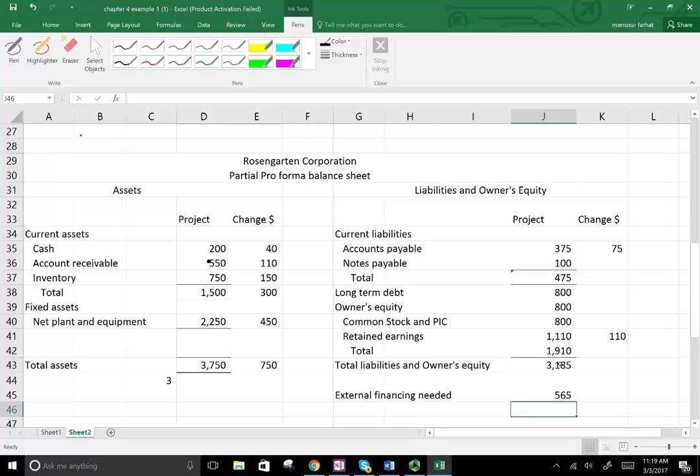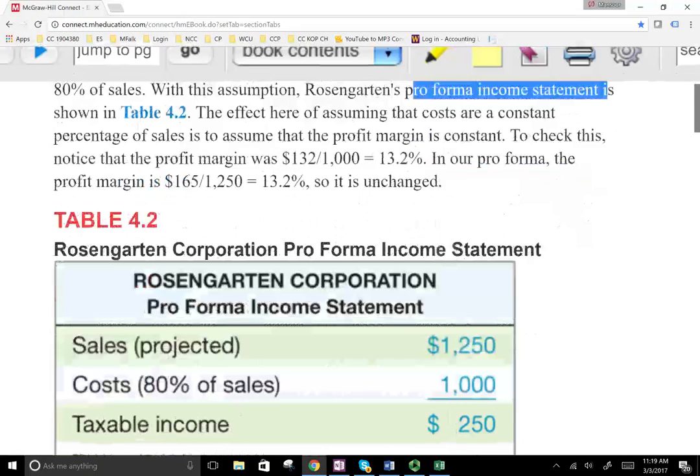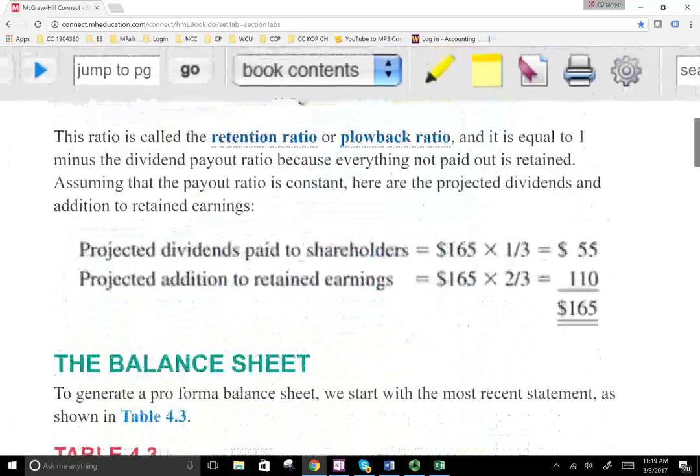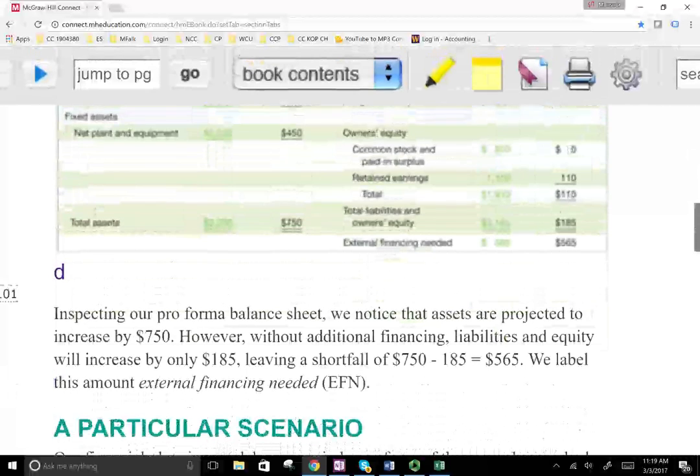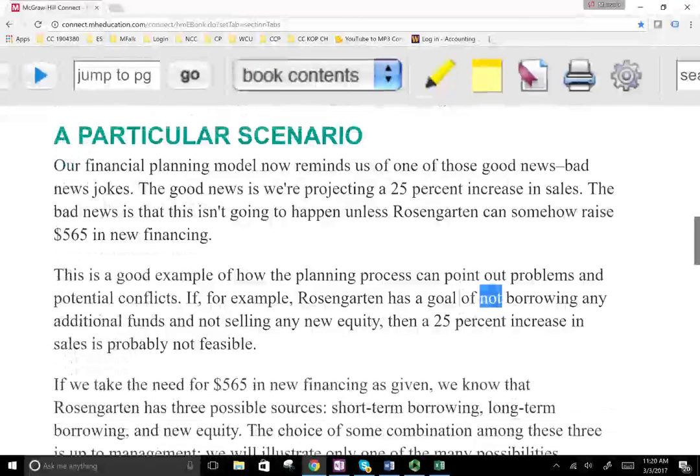Now the question becomes, how do I come up with this financing? Let's read a little bit about financing, then we'll determine how we're going to do it. But hopefully you see that because the balance sheet does not balance, 3,750 is not equal to 3,185. The 3,185 needs to be 3,750, because if assets go up, liabilities and equity should go up by the same amount. So let's read a little bit more, then we'll come back and work.